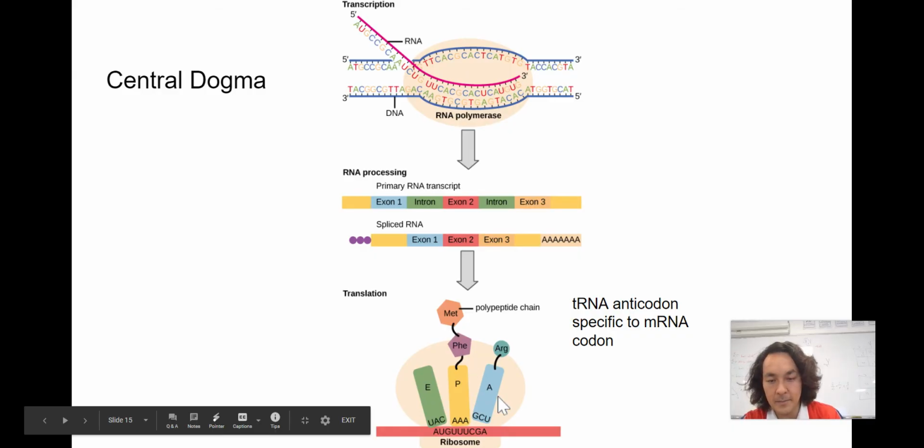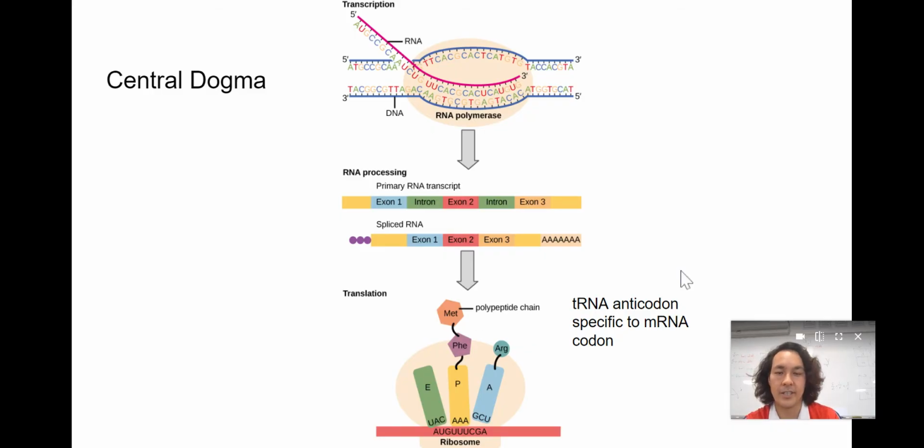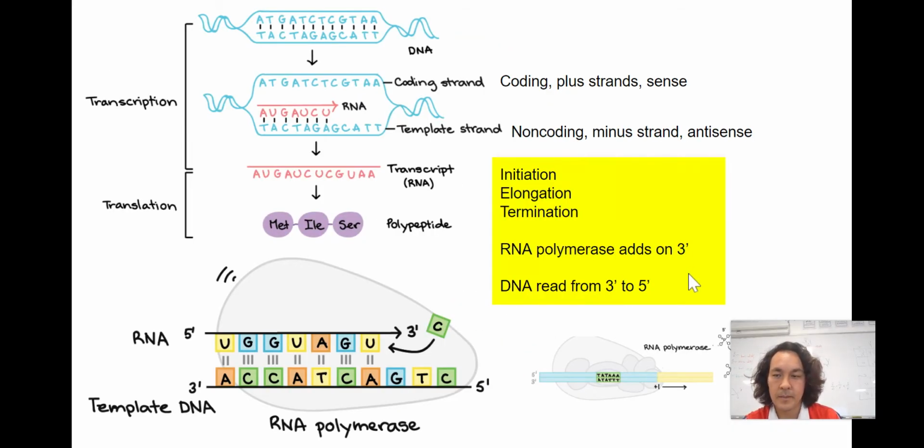In the ribosome, there will be areas where 2 tRNAs can fit at once, and their anticodon will match up to the codon in mRNA. All this costs energy to do translation as well.